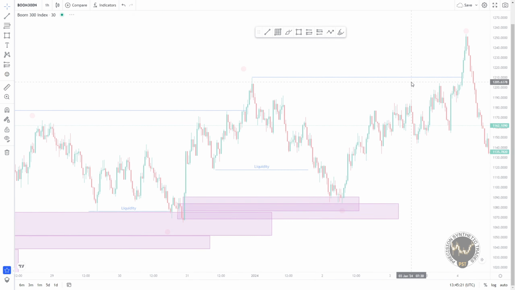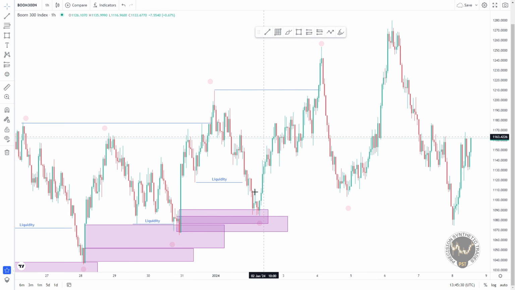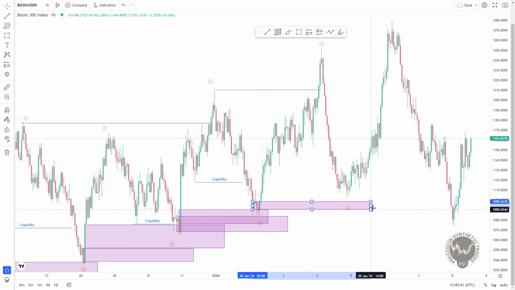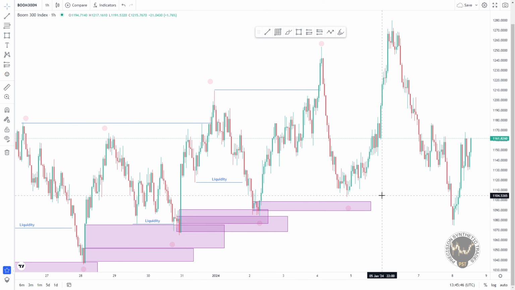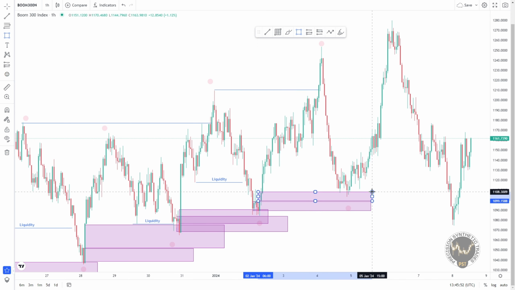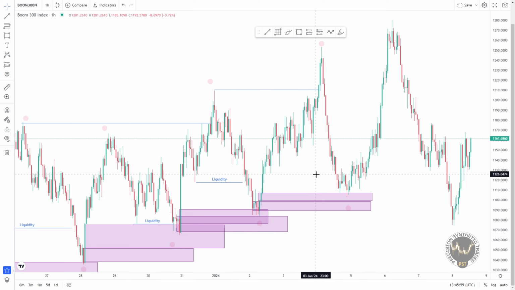To go back to the 1 hour. Alright, so we broke this high. This is our low. What's down here? An order block. What's above the order block? A fair value gap. Price tapped into our fair value gap.